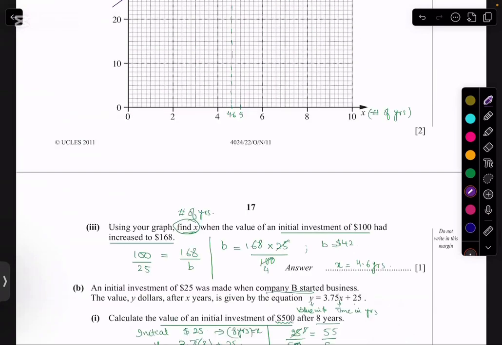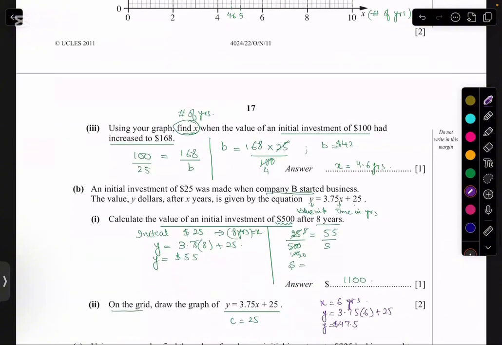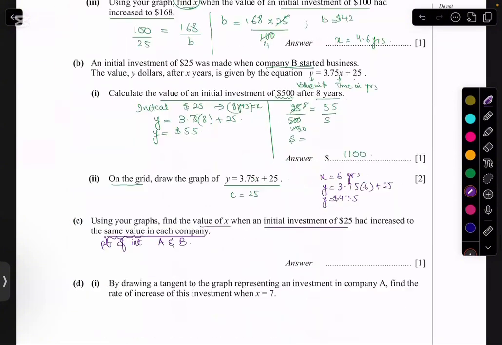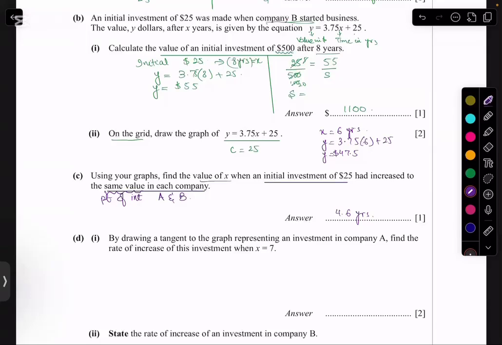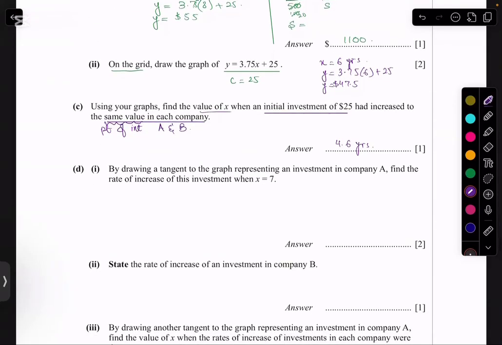So what is actually the time period here? It's 4.6 years. At 4.6 years, the amount of both is the same, they are both having the same value in each company. The same multiples of 25 was invested. The point of intersection is at 4.6 years. Find the value of x. So this is what I should be having as my answer. Correct?